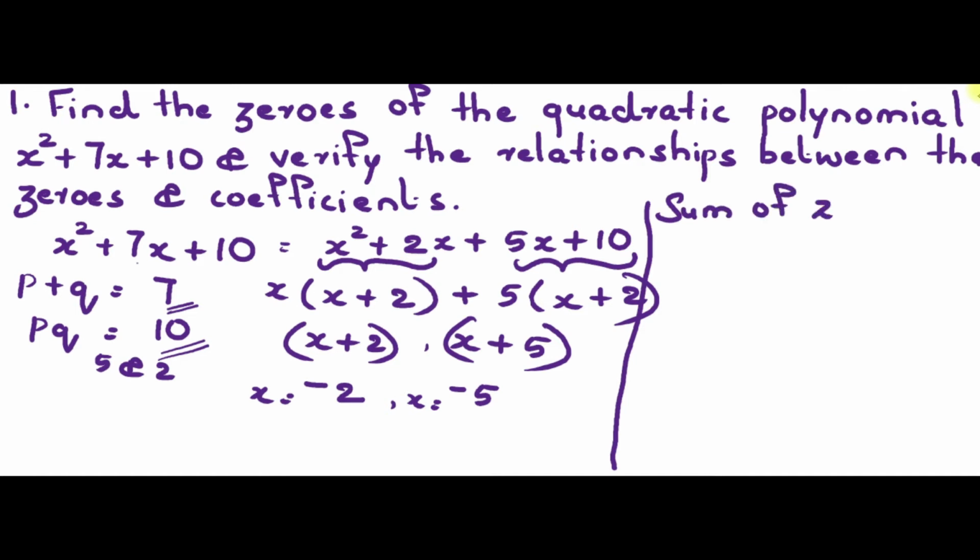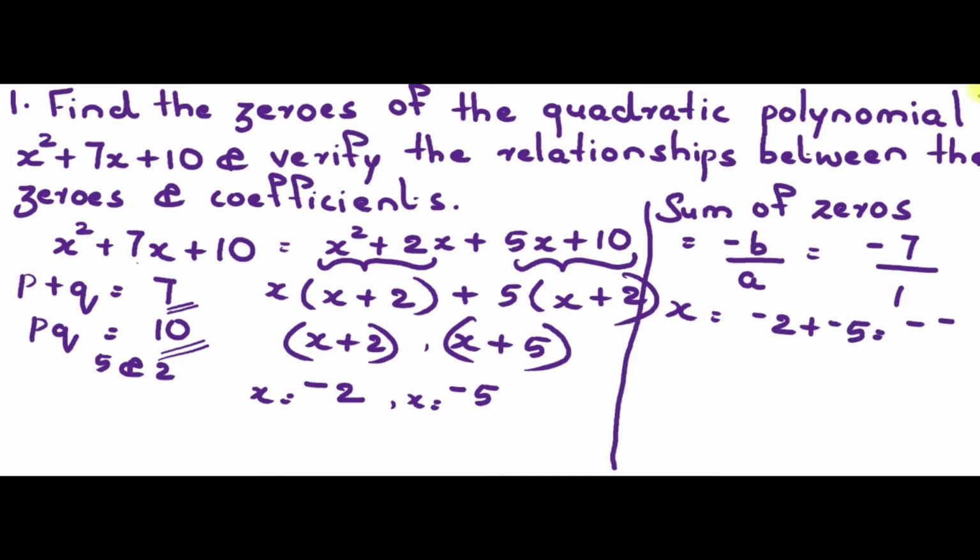Sum of zeros is equal to minus b by a. Here b is the coefficient of x, so minus b by a. You have to take a negative sign, so it is equal to minus 7 divided by a, which is 1. Here also you have to consider the 2x term. Verify this with the relationship between zeros and coefficients. So x is equal to minus 2 plus minus 5, which is also equal to minus 7.